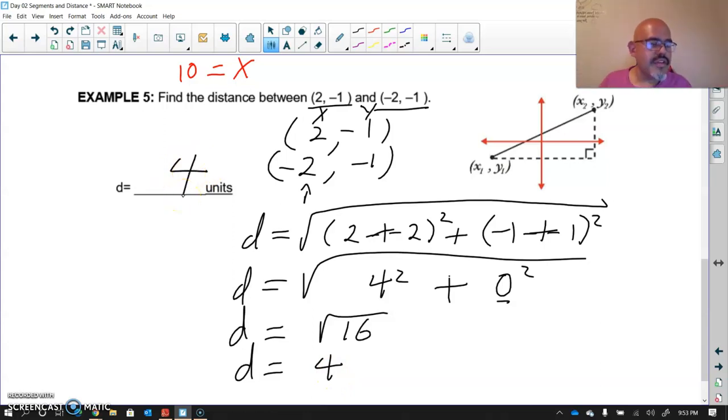And that's the distance formula in a nutshell. I'll go into more detail later, but that's the basic stuff.